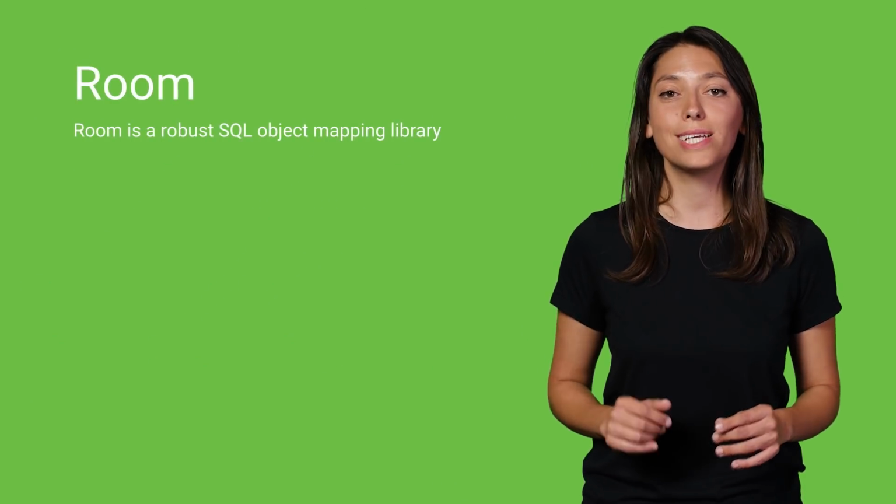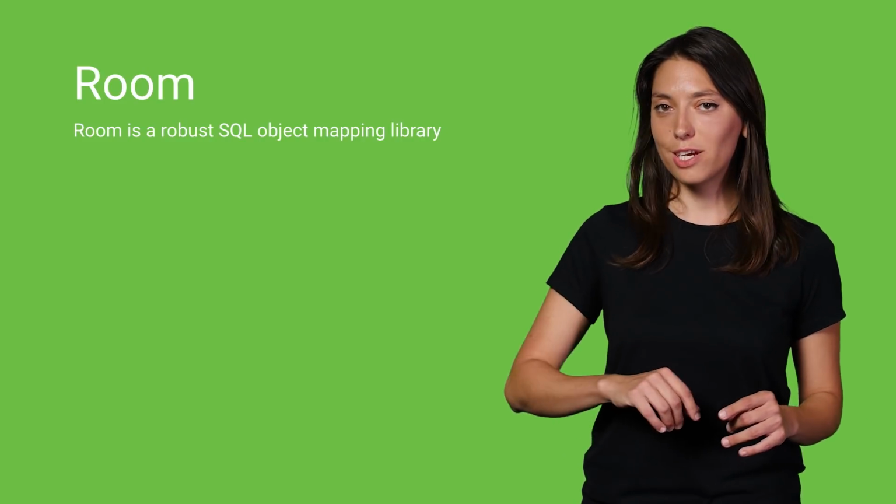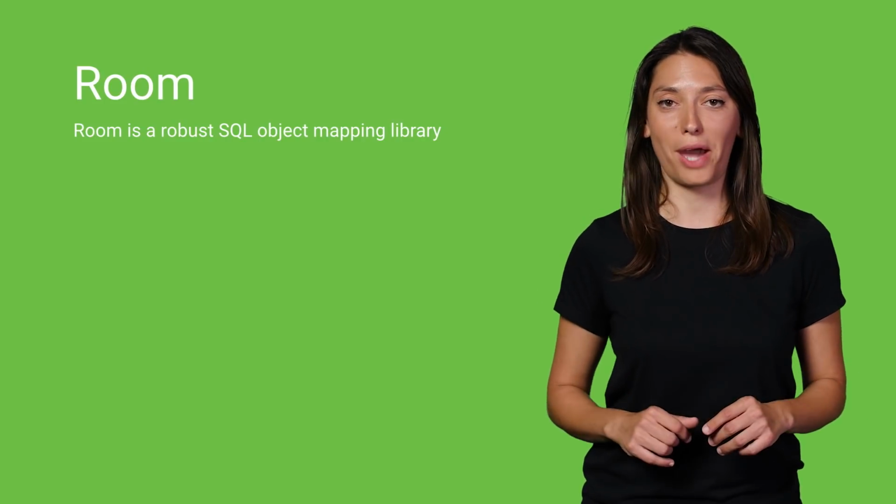To solve these problems, we created Room, a persistence library that provides an abstraction layer over SQLite. Here's what you need to know to start using Room in your app.